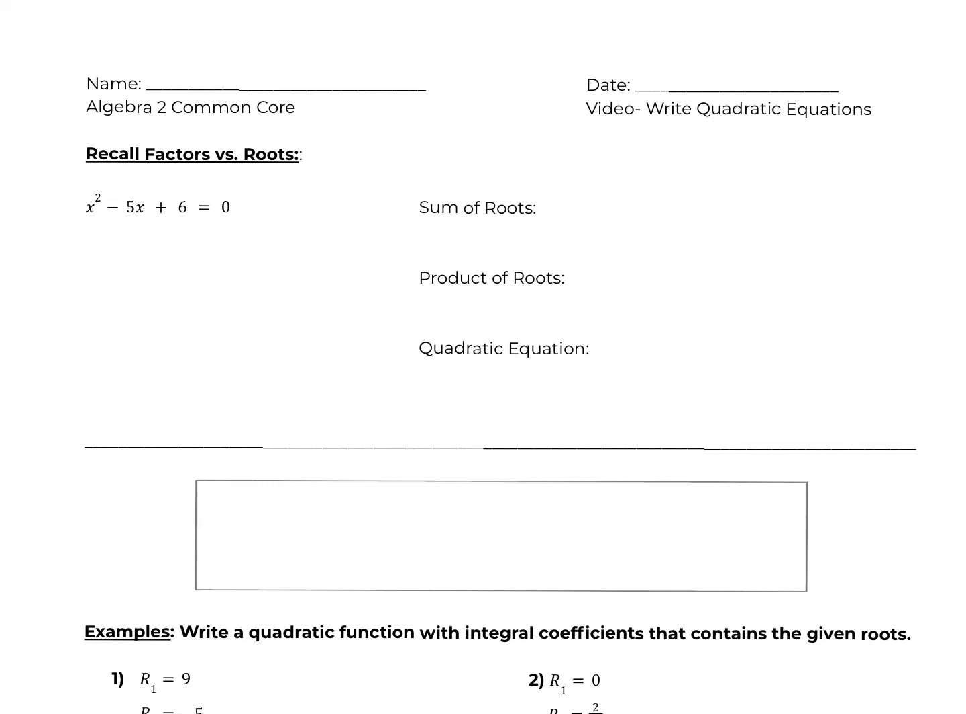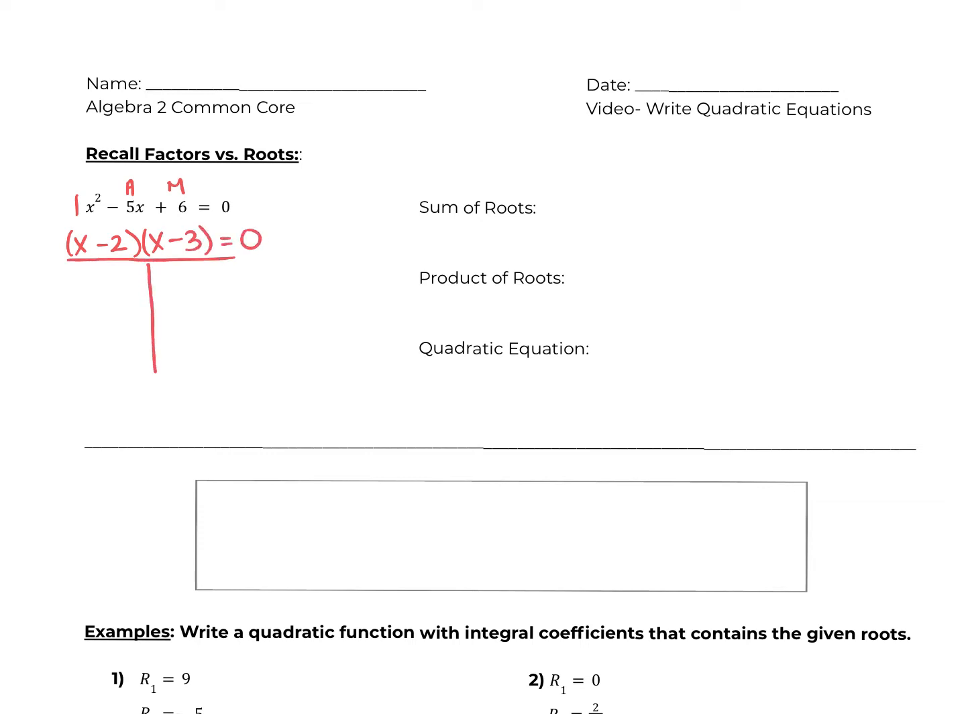Hi everyone. In today's lesson, we're going to talk about how to write a quadratic equation given the roots. Before we can do that, we first have to recall the difference between factors and roots. Let's say I give you this trinomial and I ask you to factor and solve. We know that the leading coefficient is 1, so we would do a little add multiply. Just for purposes of time, I'm just going to give you what it should be. So x minus 2 and x minus 3 are your factors.